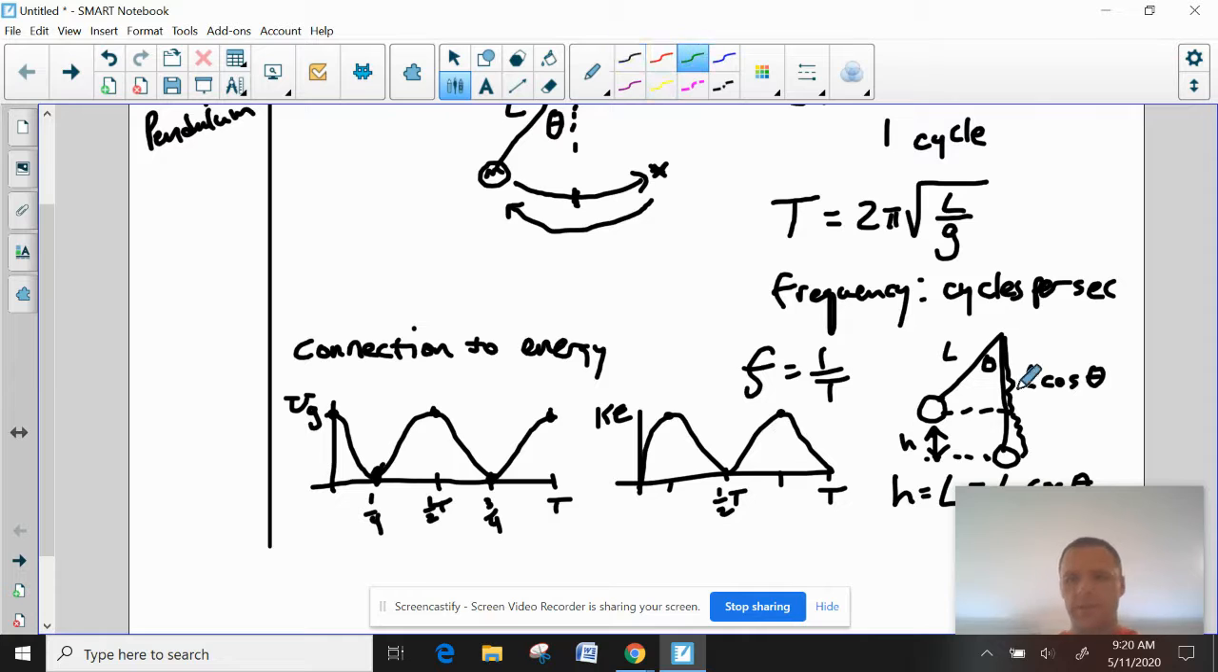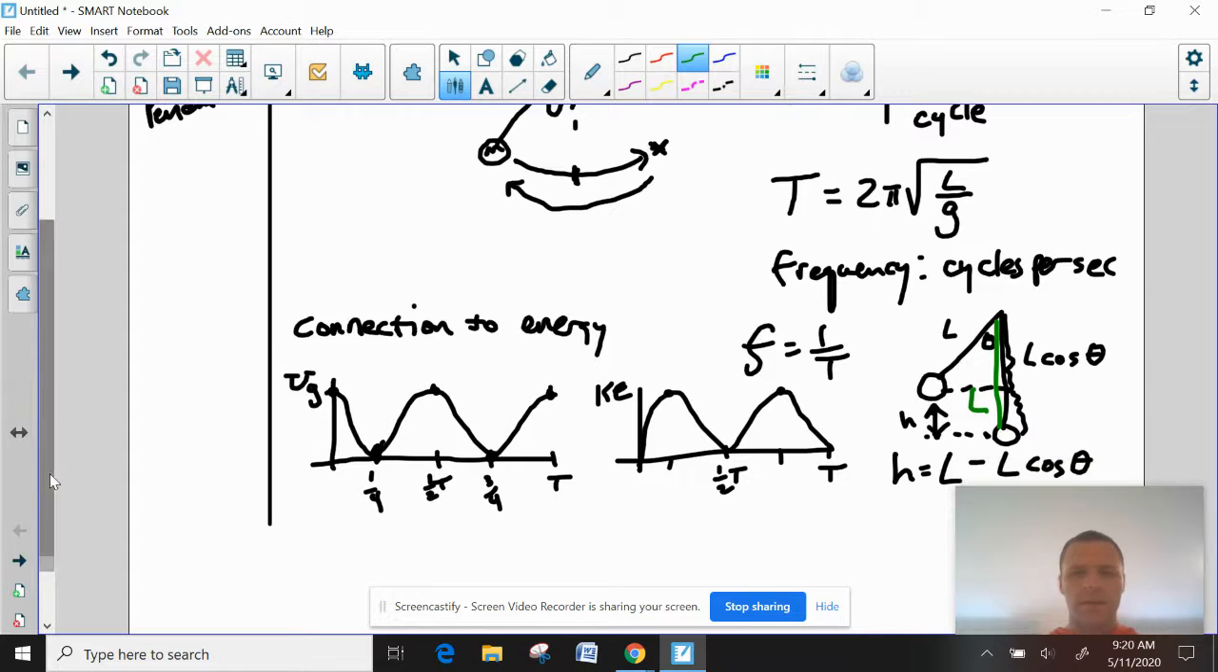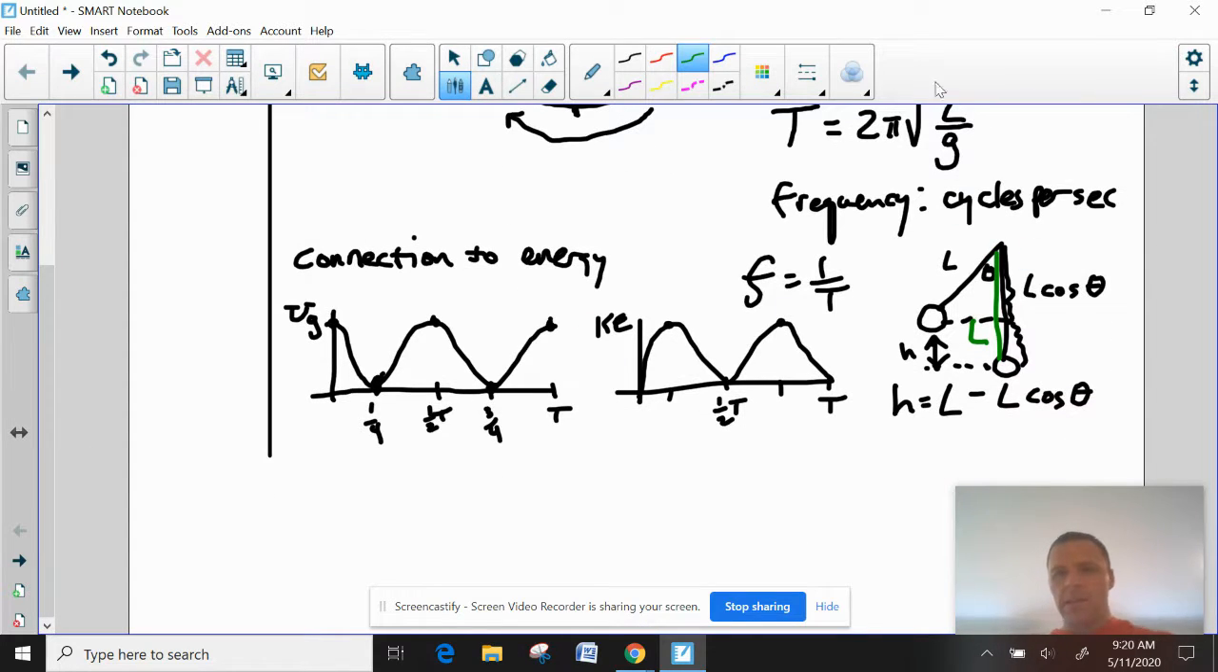Let's see if I can draw that in green. This full length is the length of the string, and that would be L. And then this length, which I'll draw in red, is the adjacent side to that angle when it's angled back. So that's L cosine theta if we subtract those two. I thought that was a little kind of side note. I don't know if that's the biggest idea, but it could be useful in some instances.